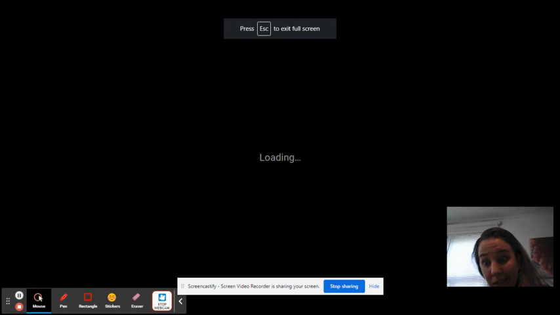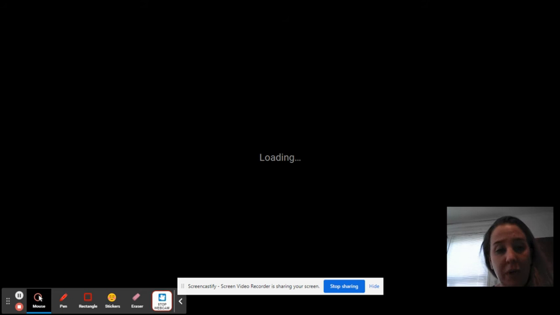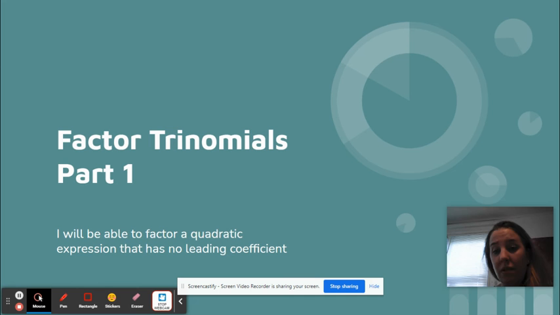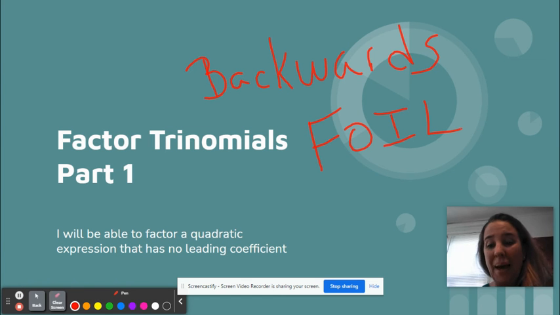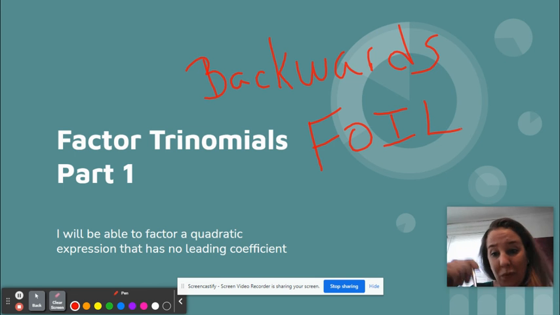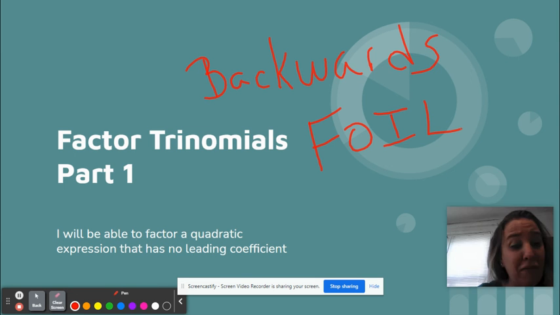All right, so this week we are going to be focusing on factoring, right? Just like breaking stuff down. Trinomials, which means three terms, right? So I like to think about this as backwards FOIL. So before we get into what I mean by backwards FOIL, let's remember what FOIL actually means.